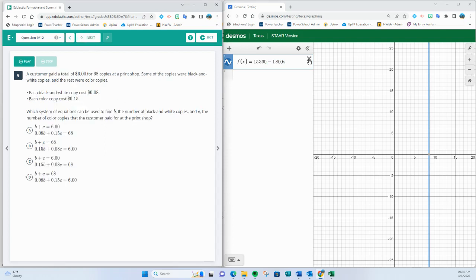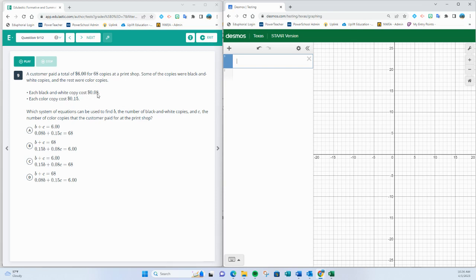Number 9 is going to be a systems of equation writing, where I have a total cost and a total copies. So I have two totals that will be on the end of the equal sign. And the cost of the black and white is 8 cents. The cost of the color is 15. So this all needs to be attached to cost. So the cost of these two will add up to $6.